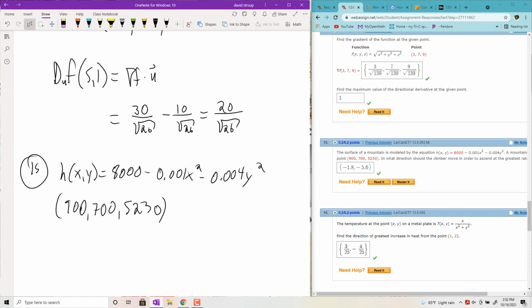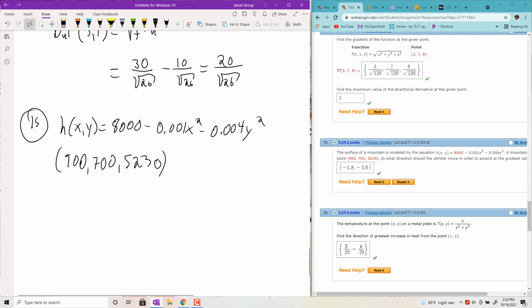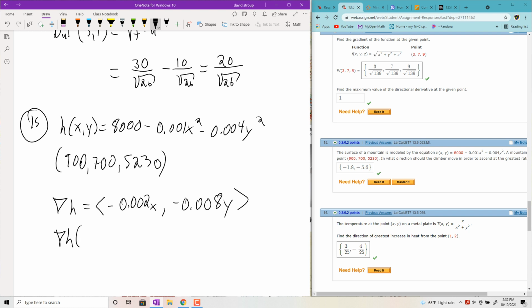You want to know which direction to climb in order to have maximum increase. I guess you're really challenging yourself, so you go for the gradient, right? So the gradient of h is going to be negative 0.002x, and then negative 0.008y. And then you just evaluate this at the point that you're standing on. So 900, 700. That's going to be negative 1.8 when you plug it in. And then plugging in 700 for y, you get negative 5.6. And that would be your answer. Okay, great. Good stuff.